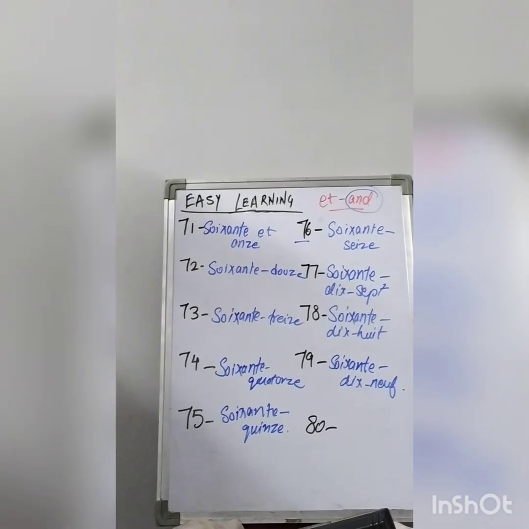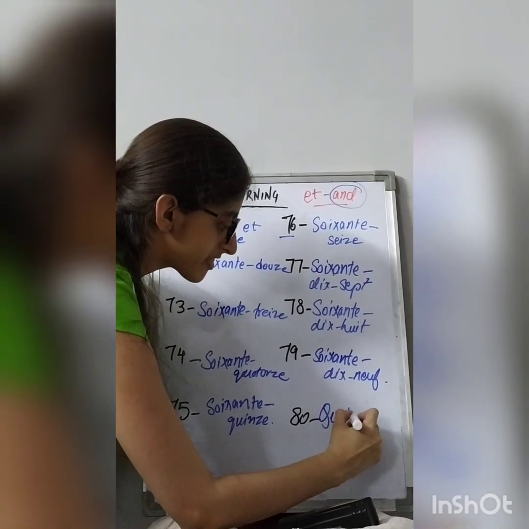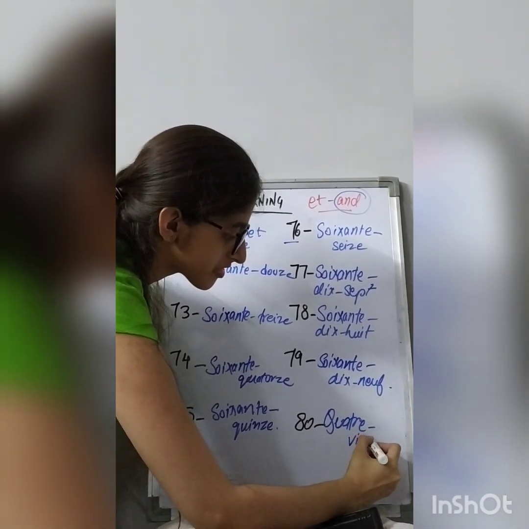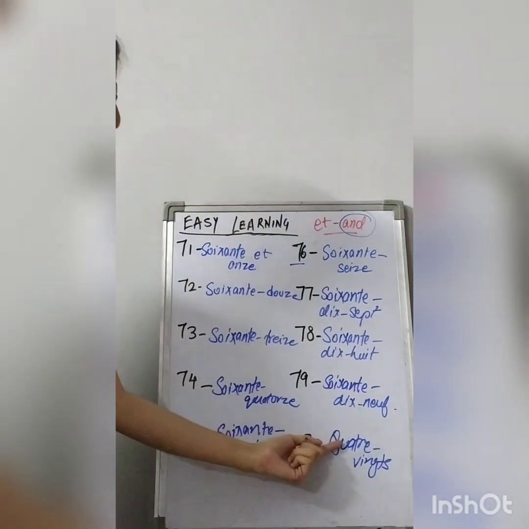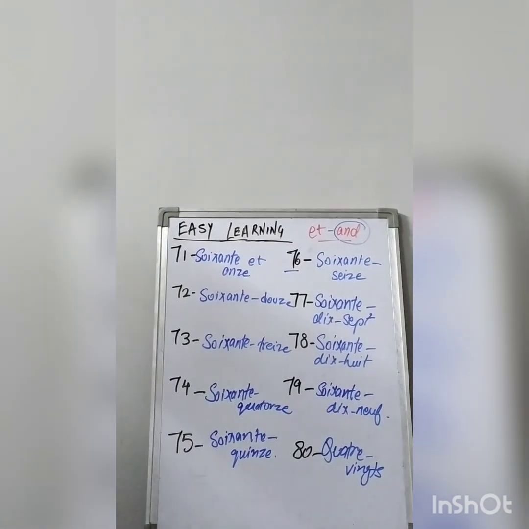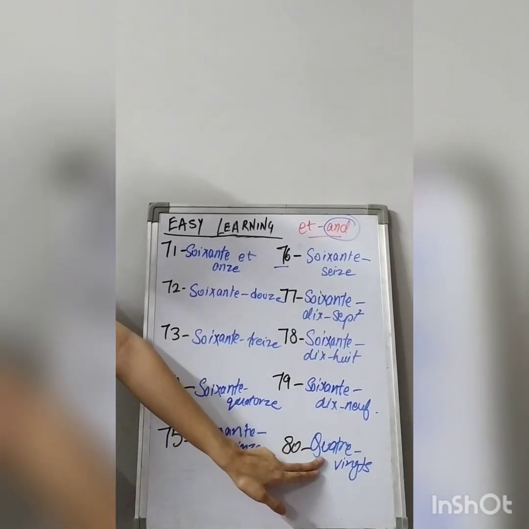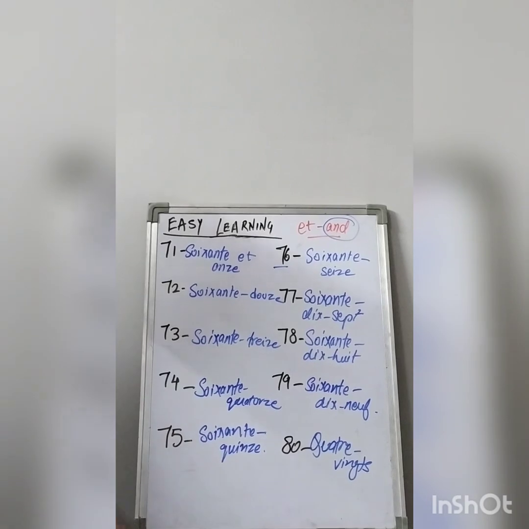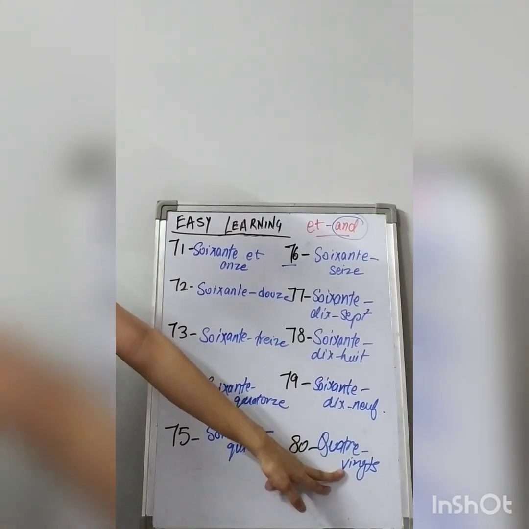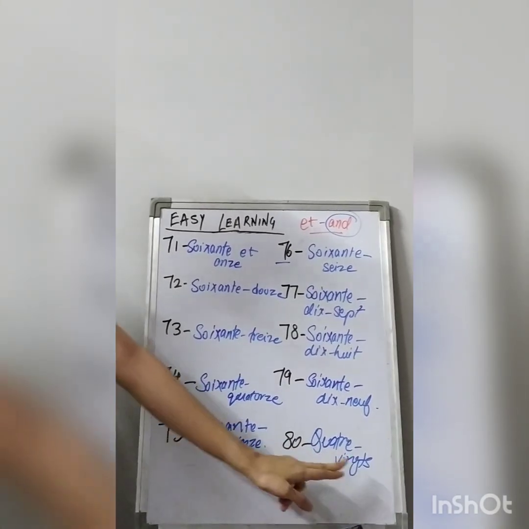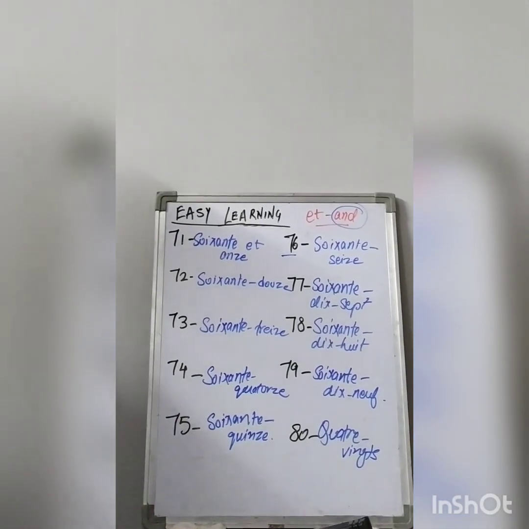Now 80 is different. What is it? It is quatre-vingt. Quatre-vingt, which is 4 and 20. If you consider it to be a different logic, it can be that 4 multiplied by 20 in English is 80, right? So 4 multiplied by 20 gives us 80. So quatre-vingt. Now let's just quickly repeat these to revise.